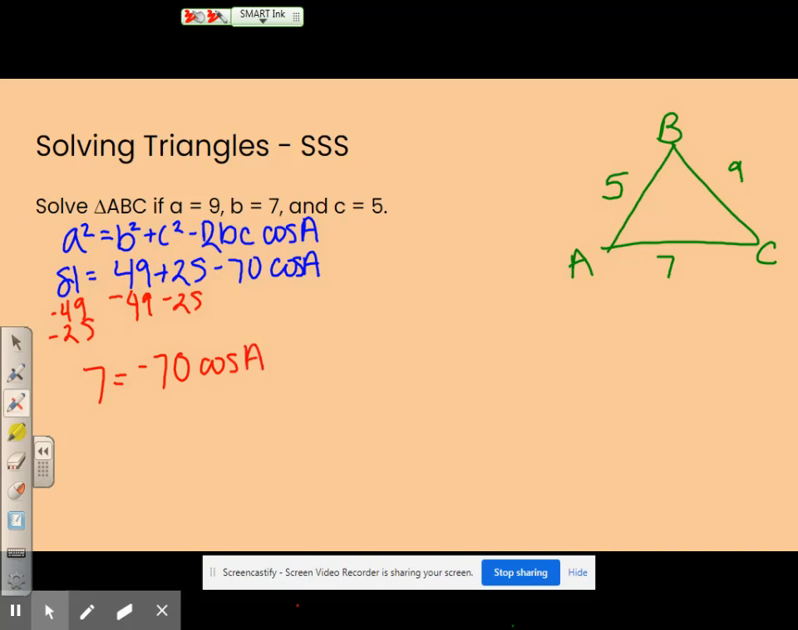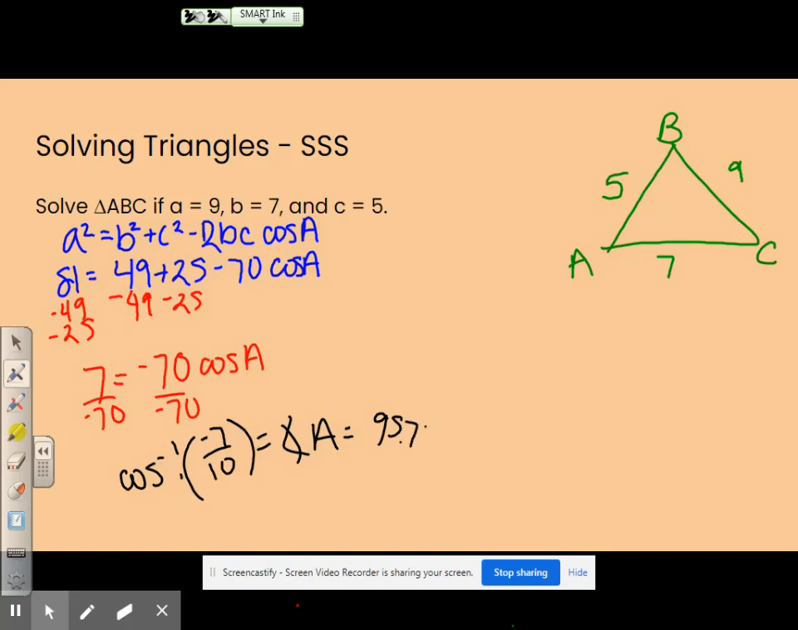Now I'm getting closer. I can divide both sides by that negative 70. And from here, I can take the inverse cosine of both sides. The inverse cosine of negative 7/10 is equal to my angle A. And if I put that in my calculator, what I'm going to get is that angle A equals 95.7 degrees. So I'm going to throw that into my triangle. I'm also just going to mark it up here. 95.7 degrees.